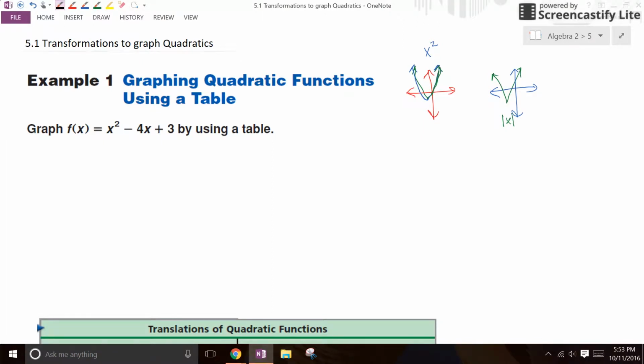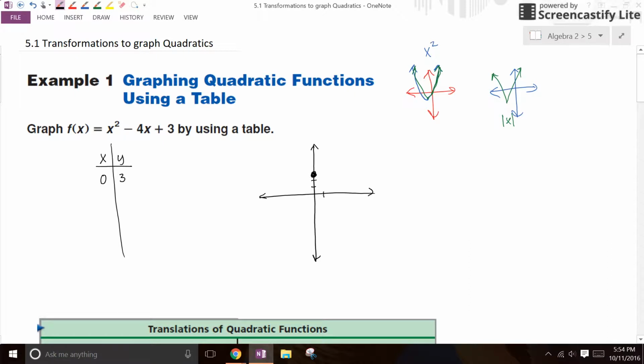So this says graph by using a table, and what a table is, you making an XY chart like you did when you first learned to graph and plotting points. Now, it's not the best method because you could be plotting for a while, but it's not the worst method either. If I'm in trouble and I have no idea how to do something, I'm just going to make up some x's, and I'll make up x's that are easy, like 0. If I plug a 0 in for the x's, I get 0, 0, 3. I get 3. So I'm going to plot the point 0, 3, big old dot.